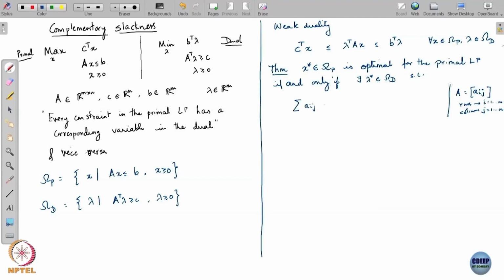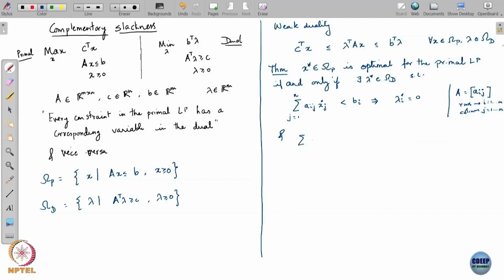such that the following two conditions hold. If I look at the sum of A_ij x star j, from j equals 1 to n, and this quantity is less than b_i, then this implies that lambda star i equals 0. Okay. And the other way around as well.